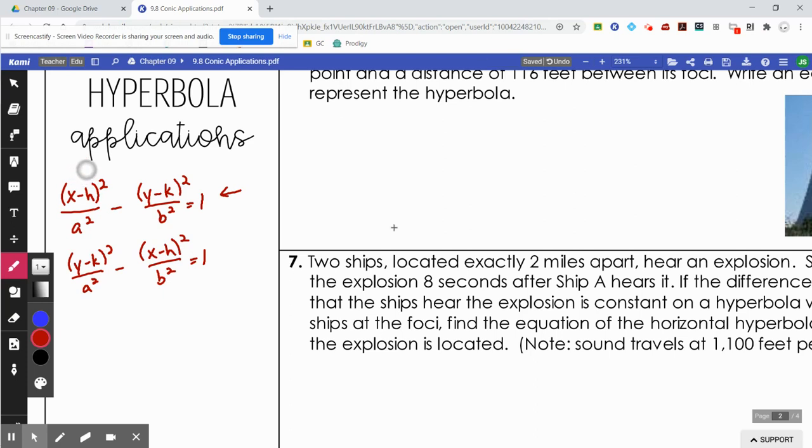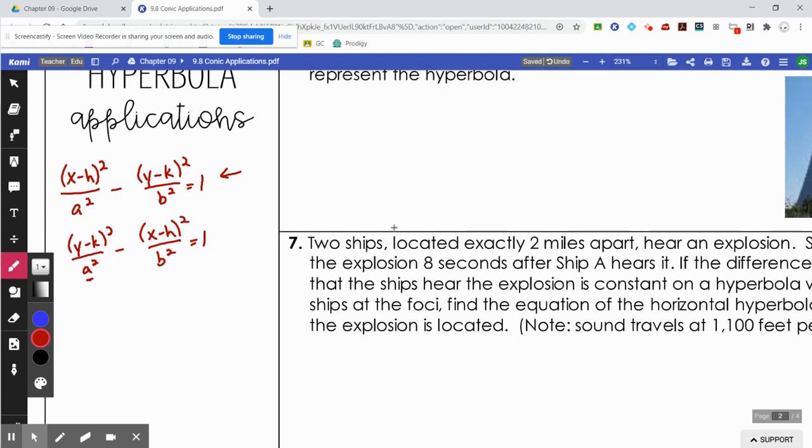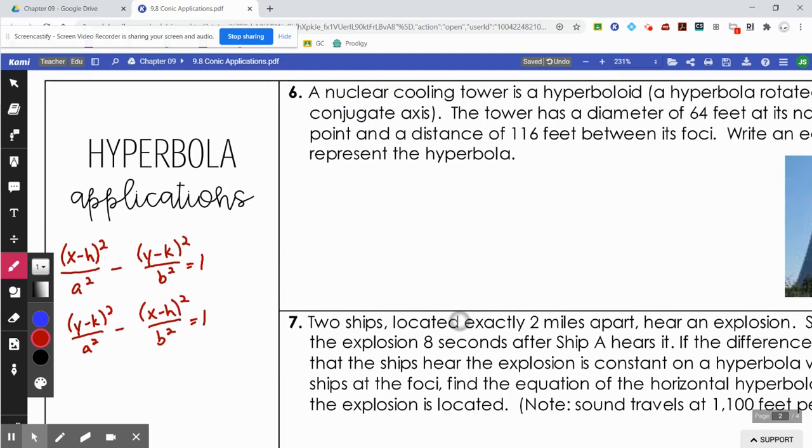I do want to remind you on the bottom that a squared is always under the first term. Also, with a hyperbola, a is not always bigger than b. Sometimes b is bigger, sometimes a is bigger, so don't get that confused. But horizontal, the first one, vertical, the second one. If the x is listed first, it's horizontal. If y is first, it's vertical.